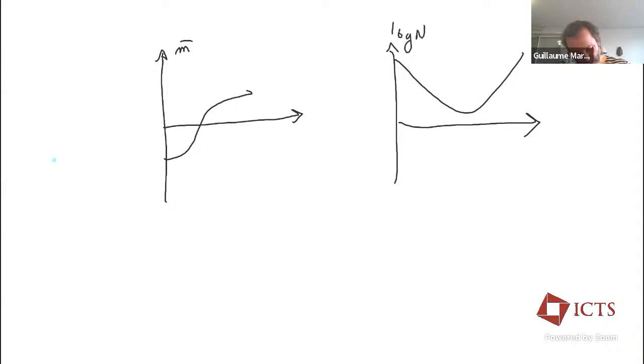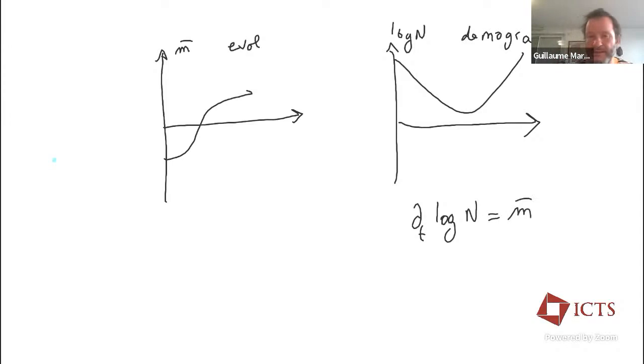So that's evolution, that's demography. For demography, it's quite simple because we have seen that the change in log n is equal to the mean fitness. So in our simple context with density independent growth, we don't need to worry about how this evolution will involve things for the demography. Basically, if we manage to correctly model the dynamics of M bar, we will have our evolutionary rescue theory that should work.